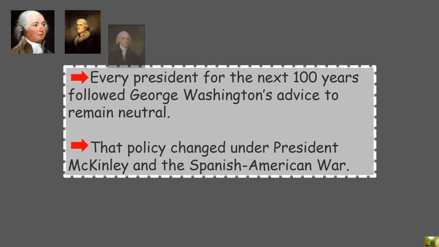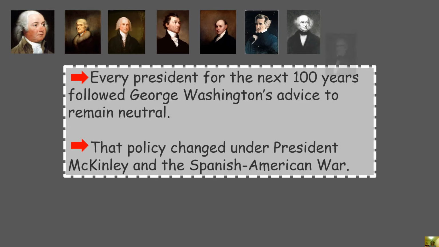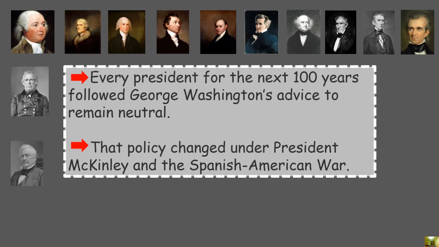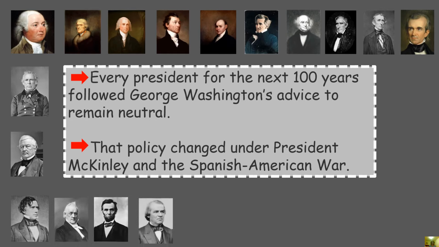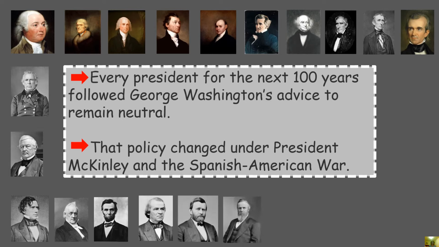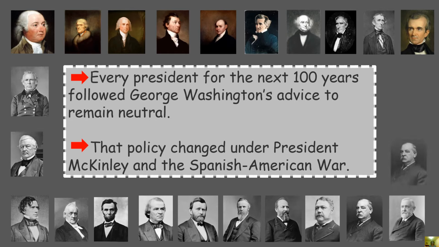Every president for almost 100 years after Washington's farewell address follows his advice and tries to have the United States follow the policy of neutrality and isolation. Until 1898, with President McKinley, we get into the Spanish-American War. This is not an example of neutrality or isolation.